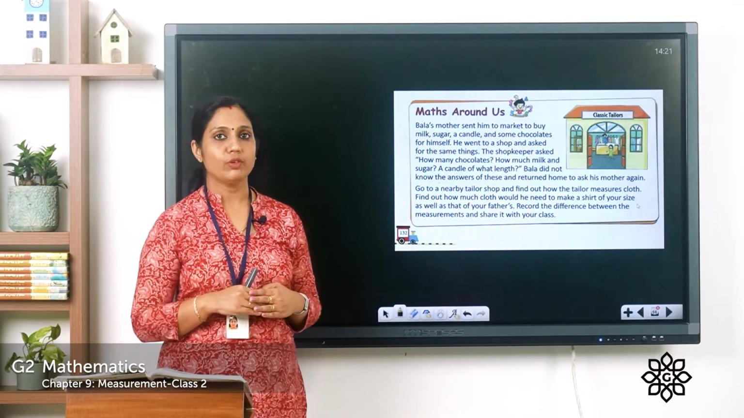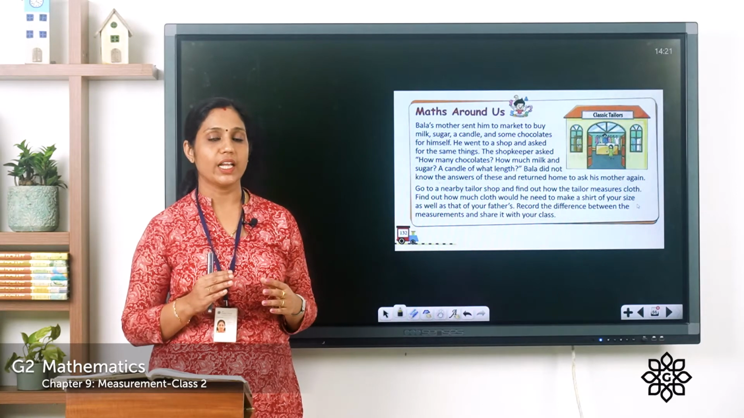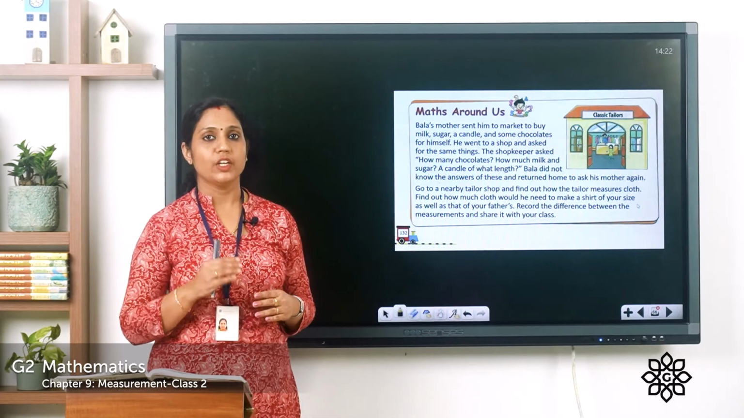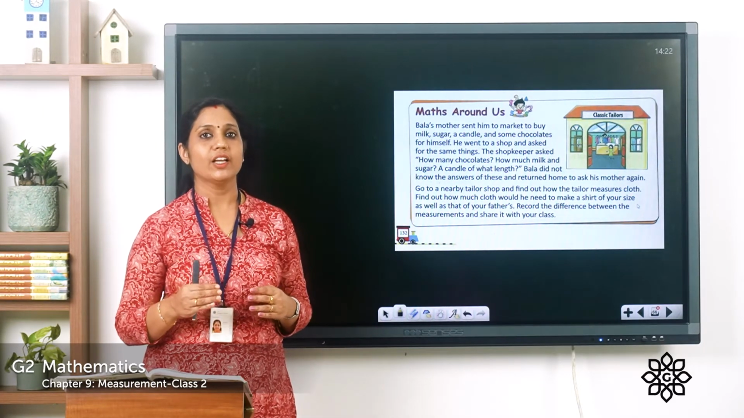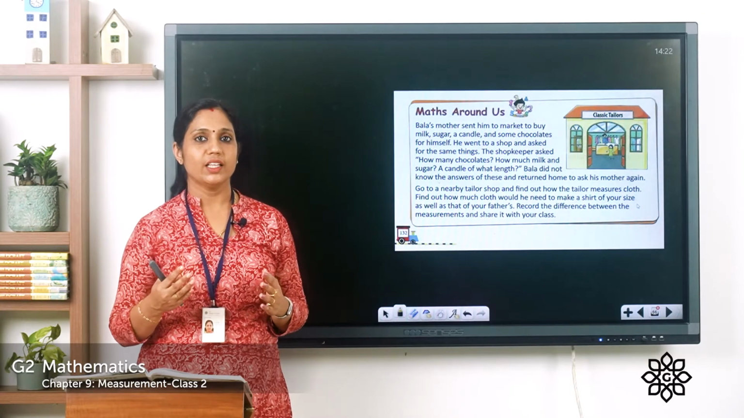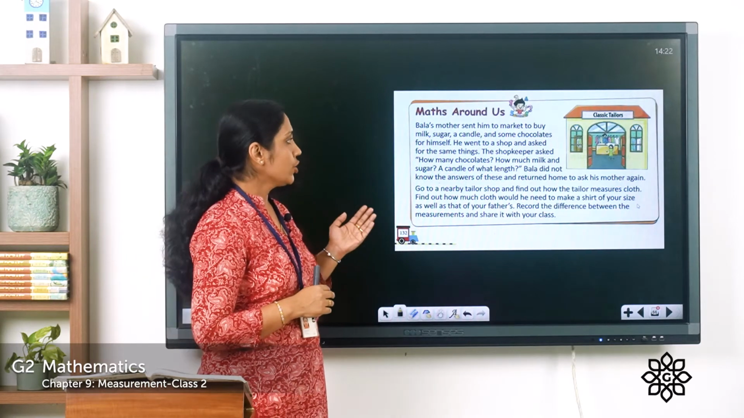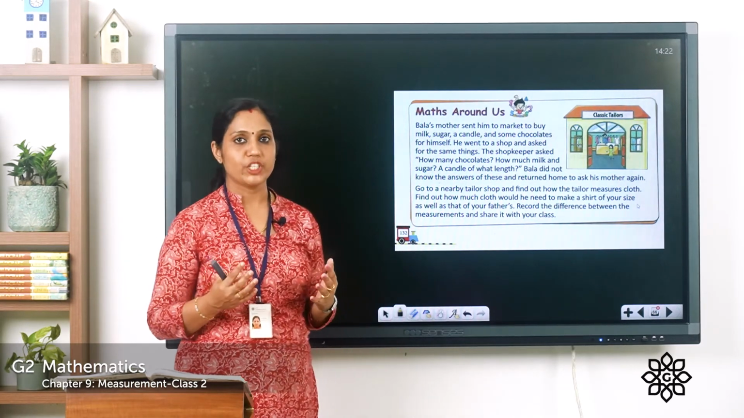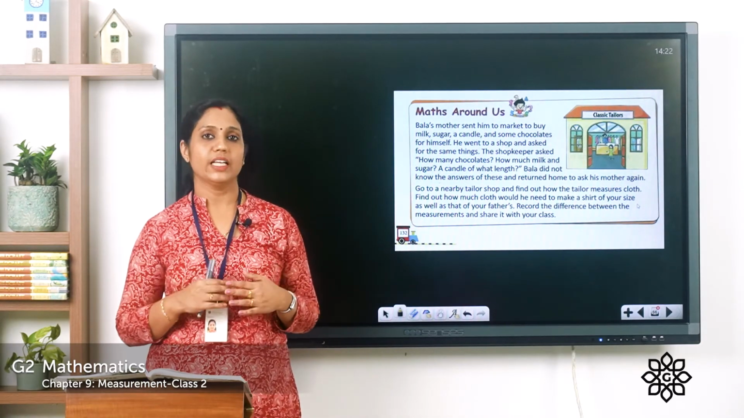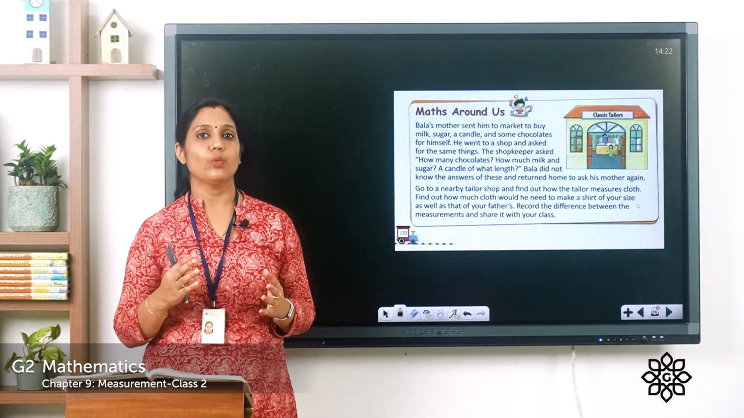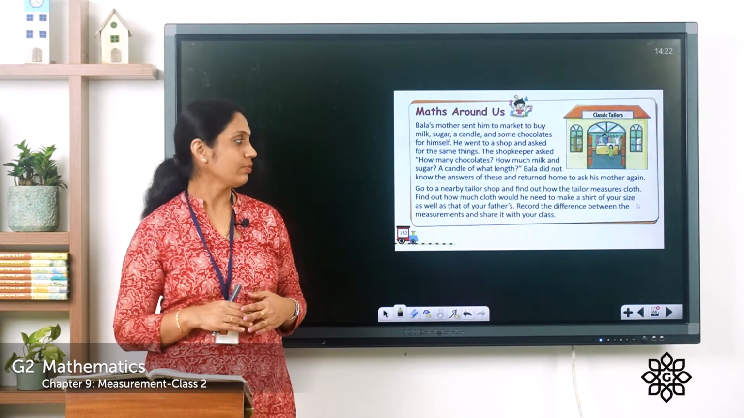So you might have noticed on the wrappers of chocolates, the weight of it is written. It will be in grams. So just check whenever you're buying chocolates or any other things, on the wrapper the weight will be written on it. And what about sugar? It is also measured in kilograms or grams. So try to check the weight of the things when you buy.